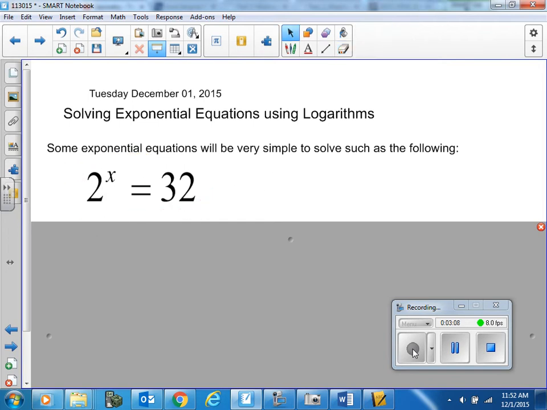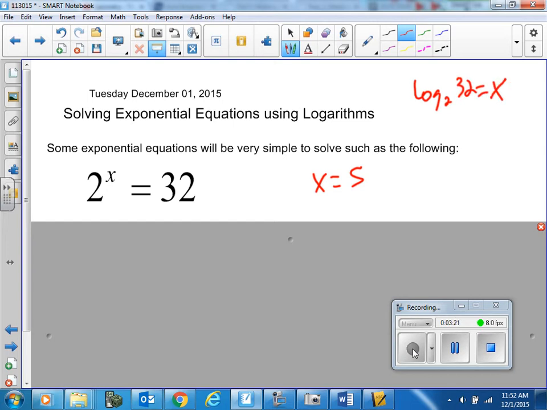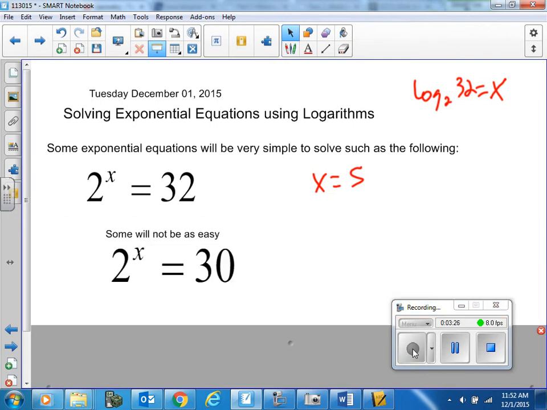All right, so in this case, we know that this is just 5. X equals 5, right? We could rewrite that as log base 2 of 32 is equal to x. So 2 to the what gives me 32? 5. So this is obviously x equals 5. But what about this one? Have to be a decimal.